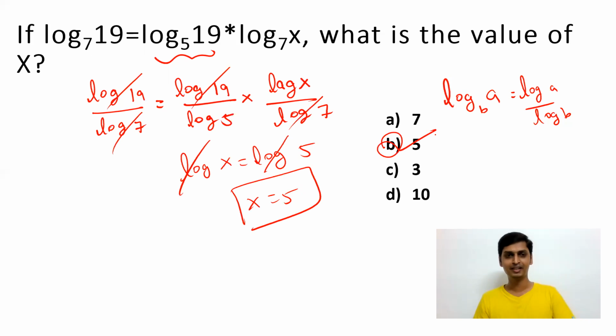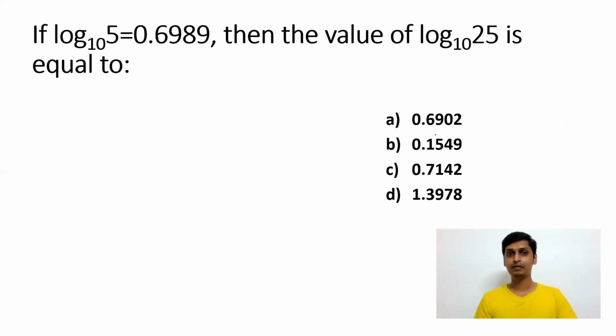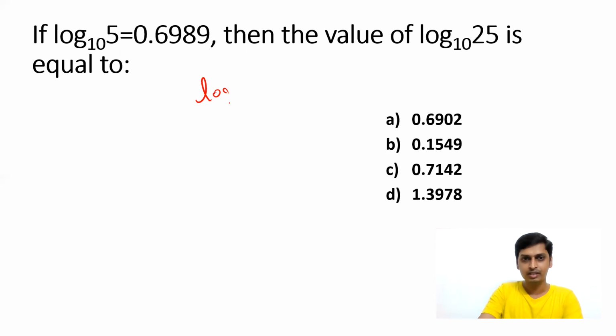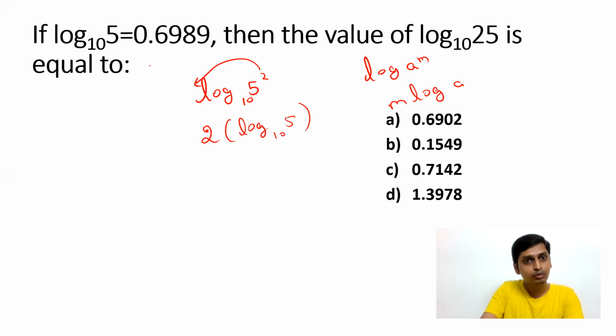It's very simple, right? Okay, now moving to next question. Log 5 to the base 10 equal to 0.6989. Then find the value of log 25 to the base 10. So you can write log 25 as log 5 square, isn't it? So log 5 square to the base 10. So log of a power m can be written as m into log a, isn't it? So you can take this 2 before that log. So you get 2 into log 5 to the base 10. We know the log 5 is nothing but 0.6989.